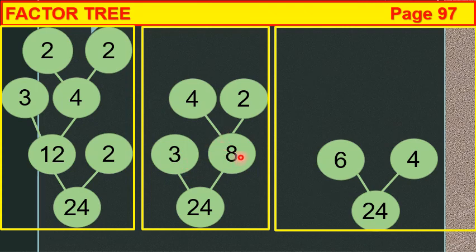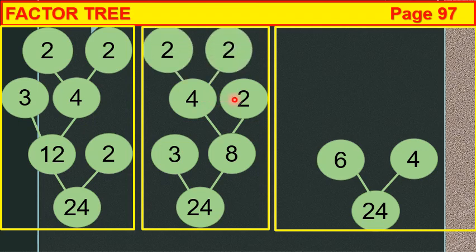Now consider 8. 4 twos are 8. So 8 is divided into 4 and 2. Now consider this 4. 2 twos are 4. So 4 is divided into 2 and 2.